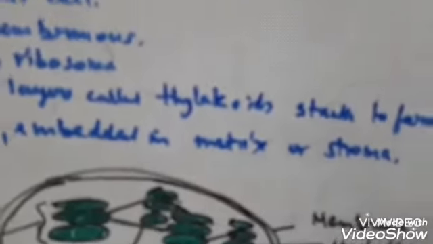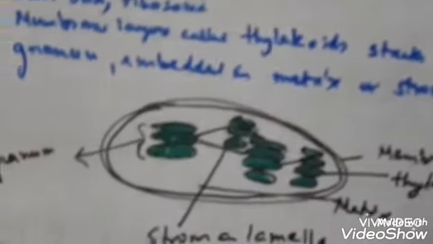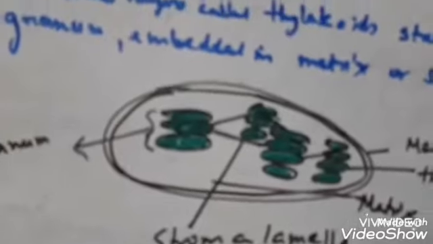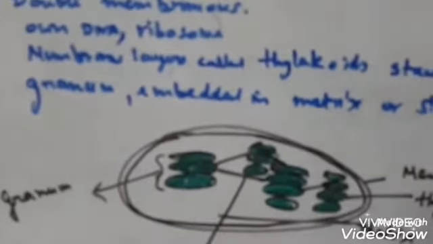Next, elaioplasts store oil and fat. Like in castor seed and mustard, we can find elaioplasts in the endosperm of the seed. And last is the aleuroplast, that is, they store protein. So these are the cell organelles.